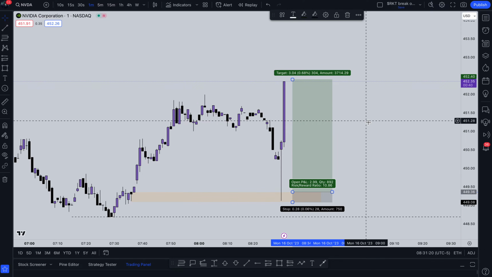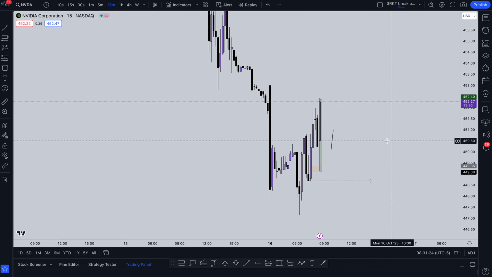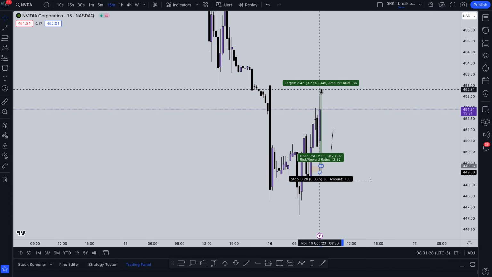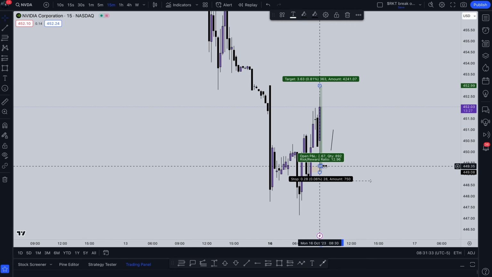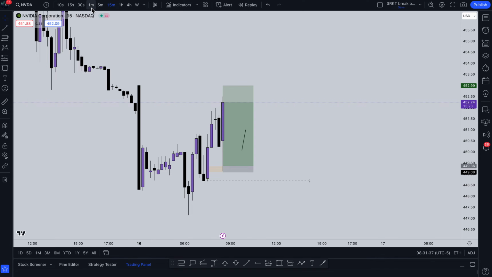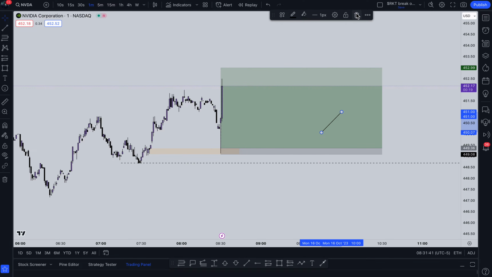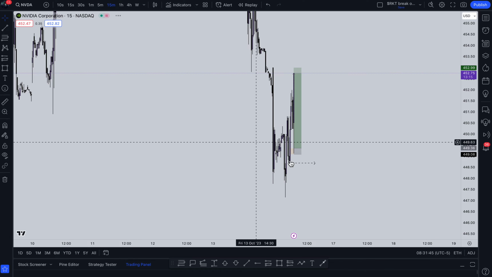So in terms of the target, I would like to see somewhere within here get taken out, these highs up here. So we'll just sit and watch for this to play out. So you can see here, it didn't take a whole lot of charting. All it took is a couple zones, a couple arrows, just to figure out what direction price should go.